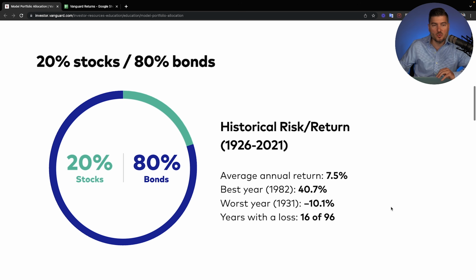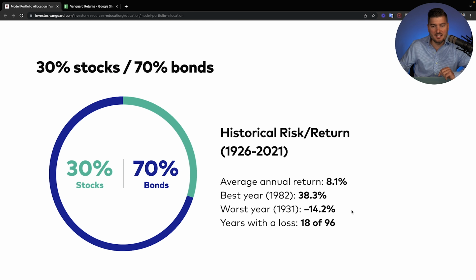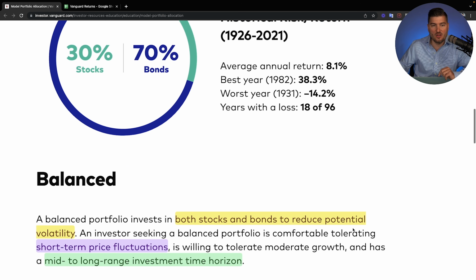Now, if we move into 20% stocks, 80% bonds, you can see all the statistics here. The average annual return was 7.5%. Best year was 40.7. Worst year was negative 10.1. And the number of years with a loss was 16 out of 96. If you go to 30-70, we're at 8.1%. The best year was 38.3. The worst year was negative 14.2. And they had 18 years out of 96 with a loss.